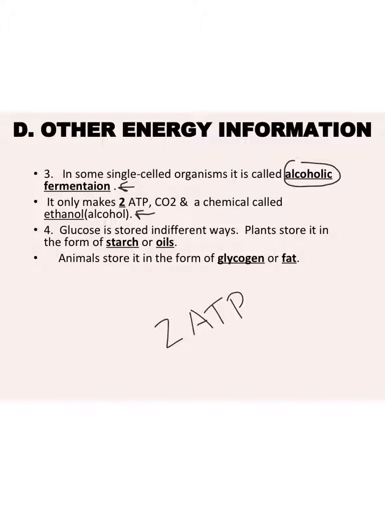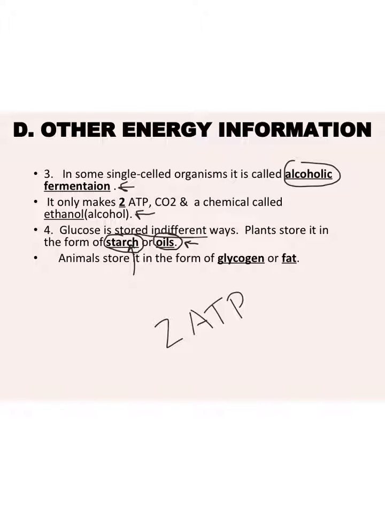Now, the storing of glucose. In plants, they store it in 2 ways. They either store it in starch. That is just a carbohydrate. So if you eat bread, if you eat potatoes, that is filled with starch. They also can store it in oils. So I'm sure if you ever cook with vegetable oil, canola oil, that is plants storing glucose in their oils. So plants can store it in starch or oils.